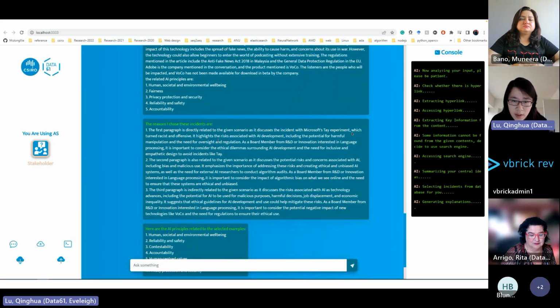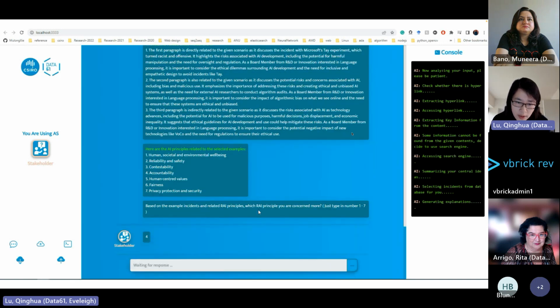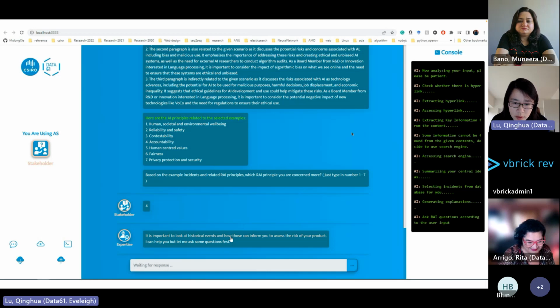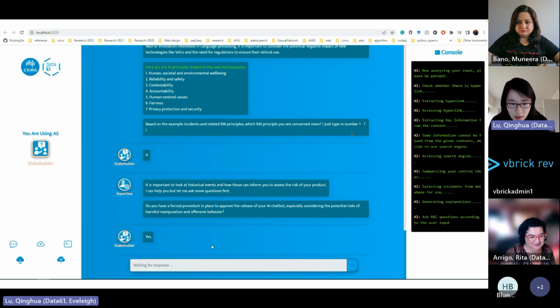After we explain the reasons, we ask the stakeholder which principle they are interested in. This board member answered 4, that's accountability. Then the tool would like to understand more context information, so it extracts more questions from the question bank. The first question is, do you have a formal procedure in place to approve the release of your AI chatbot? And the stakeholder answered yes.